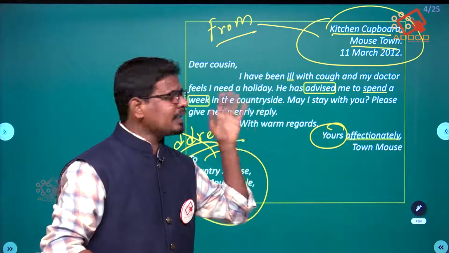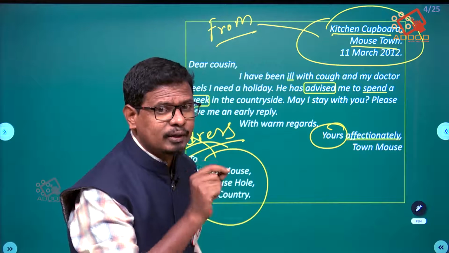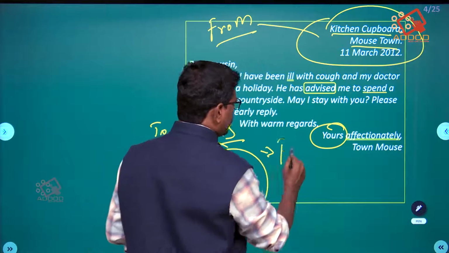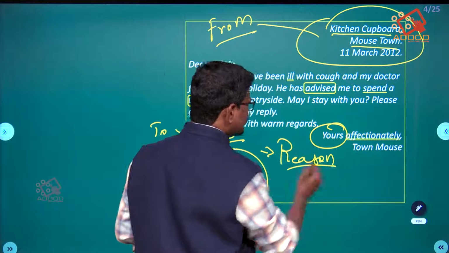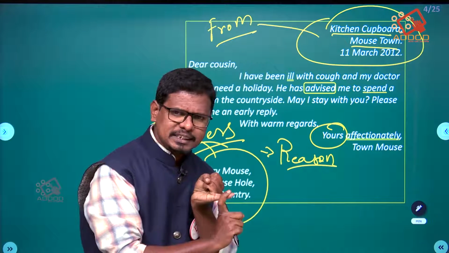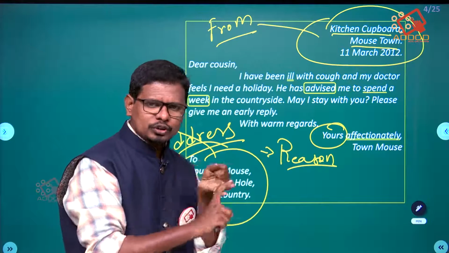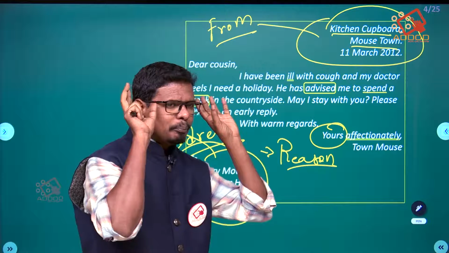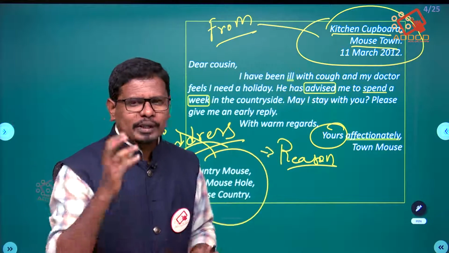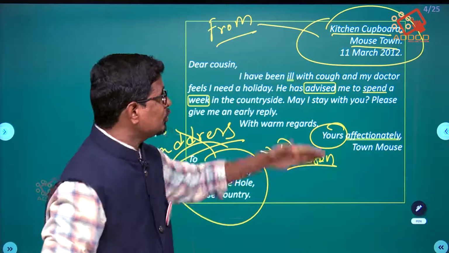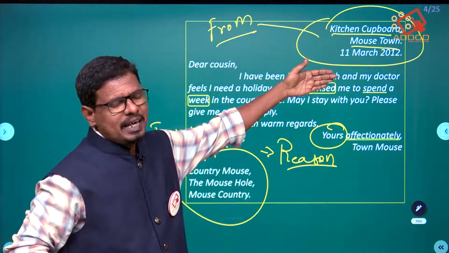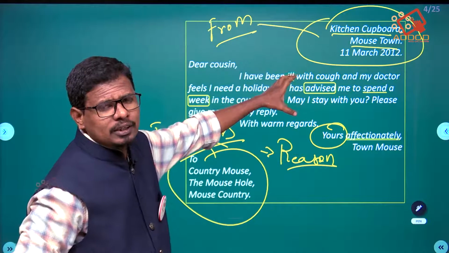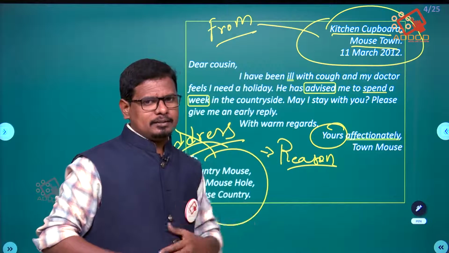It has seen a doctor, and the doctor advised the town mouse to go to the countryside. What could be the reason for suggesting the town mouse to go to the countryside? Maybe the oxygen is pure, there is no sound pollution, there is no water pollution, and the peaceful atmosphere would give some kind of stress relief to the town mouse. Maybe its health would be good. So that is the idea of the doctor sending the town mouse to the countryside.